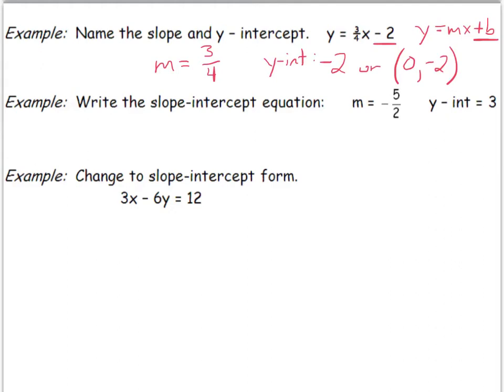Now, using your information about slope-intercept form, why don't you go ahead and try the next example. I want you to write the slope-intercept equation when I give you the slope is -5/2 and the y-intercept is 3.